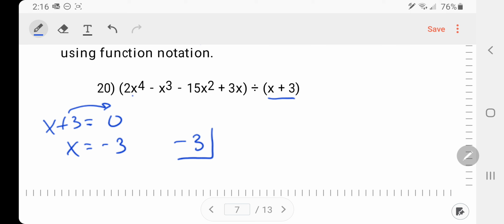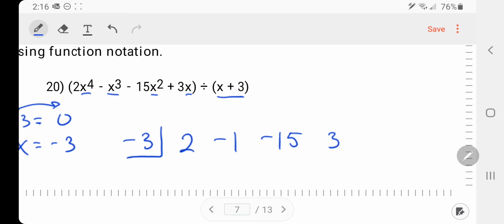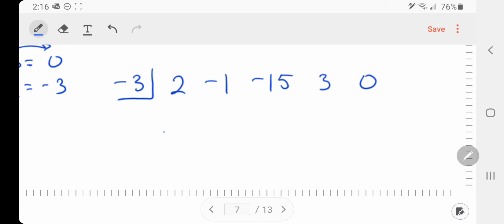So starting with x to the 4th, the coefficient is 2. X to the 3rd, the coefficient is negative 1. X squared, negative 15. X, positive 3. And then notice there is no constant, but you do have to have it represented, okay? So again, that's 4, 3, 2, 1, and none. The constant does have to be represented. And then we're going to draw a little horizontal line here. And now we're going to crank out the synthetic division.